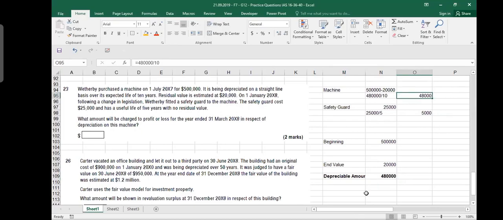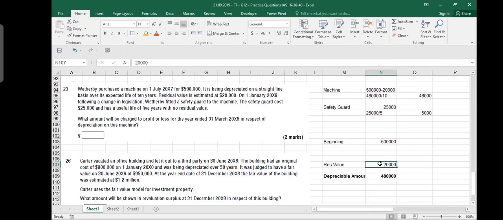Teacher, 20,000 is NRV? No, it's not NRV. It's residual value. Residual value means the value of the asset at the end of the useful period of useful life. Like today when you purchase, it is 500K. But after 10 years, when you stop using the asset, its value will be $20,000. But it's not market value, yeah? No, it's the balance sheet value. Market value, we will see what it will be after 10 years. We don't know market value today. After 10 years, maybe market value will be more, maybe less.